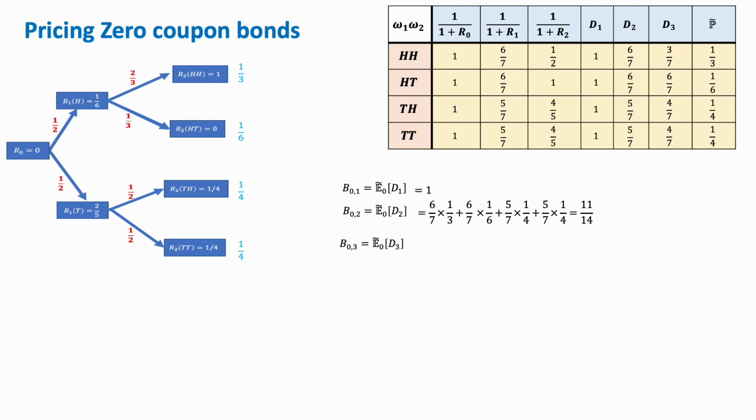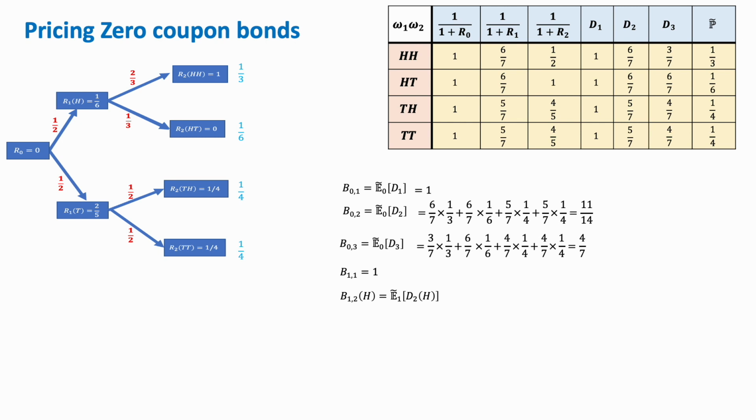Then finally, if you want to find B03, that's just the expected value of D3. We know the values of D3s, we know the probabilities, we just do the sum product, and we will get essentially the value there. So as you can see, pricing on this tree is very simple once you have done the computation for this table.